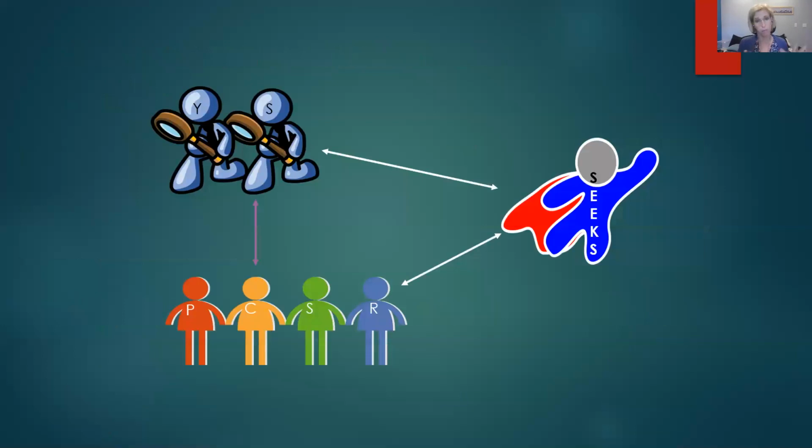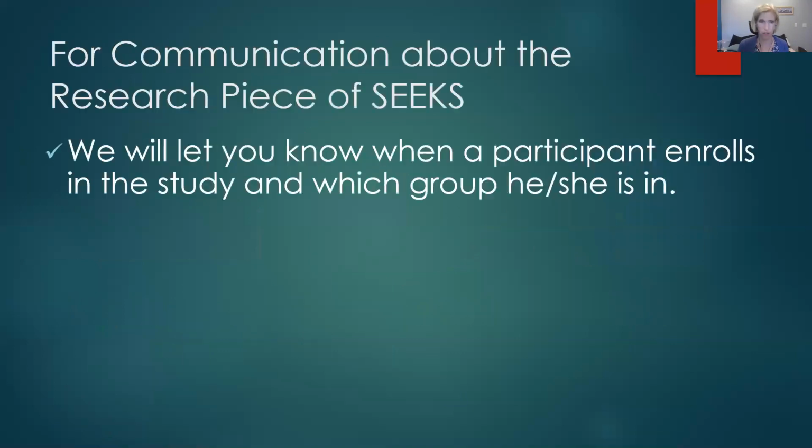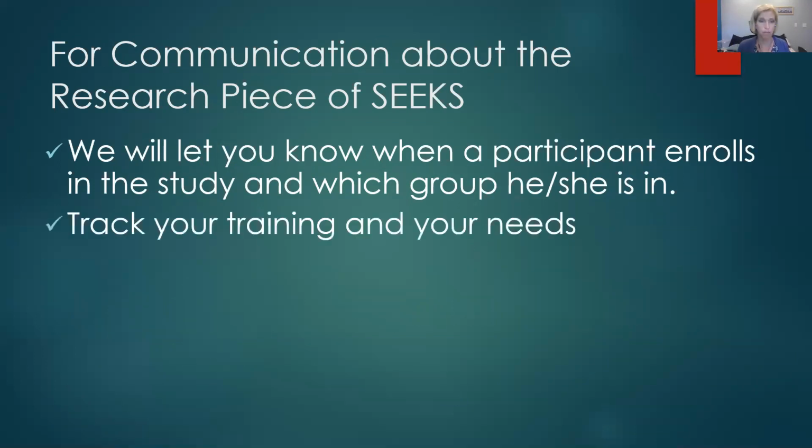The bigger part of the communication plan is us with you and you with us. You see it's 2-way arrows. We talk to you, you talk to us, we're one big team. We all need to be communicating with each other. As a broad overview, I'll go into all of these, but we'll let you know when a participant enrolls in the study what group he or she is in. We'll track your training and your needs so that we make sure we're meeting them.